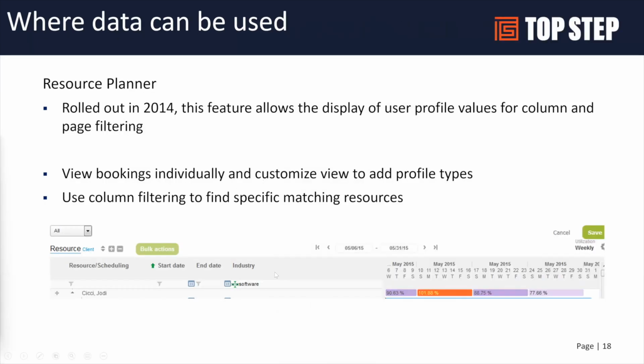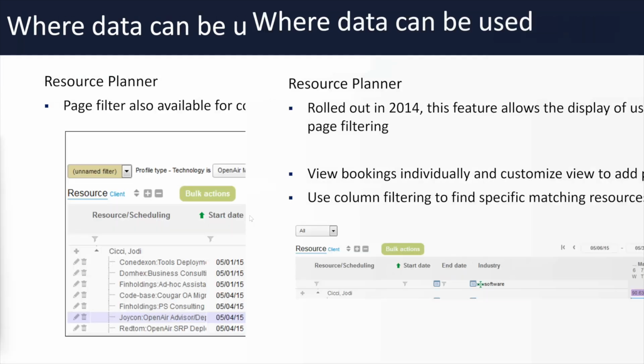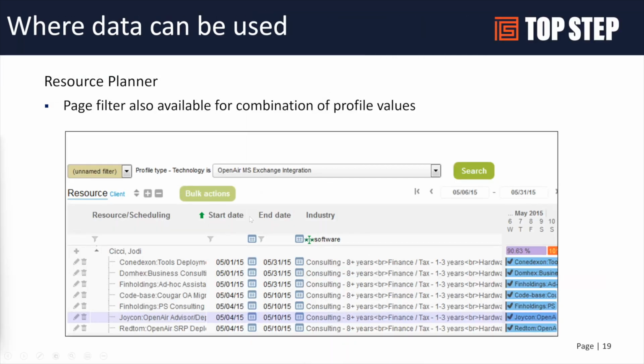Resource planner, so you can actually add skills, profile items into the resource planner and use those for being able to filter. So that could be a nice way to limit resources and view availability all in one view as well. So here you can see an example of adding a software industry to the view and being able to quickly see who has what skills.